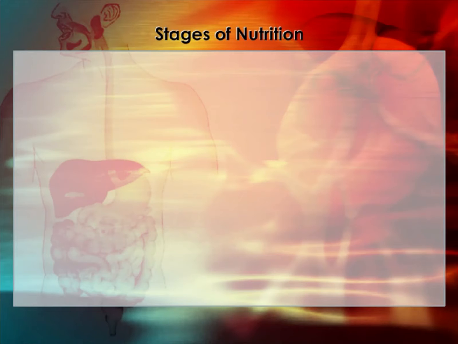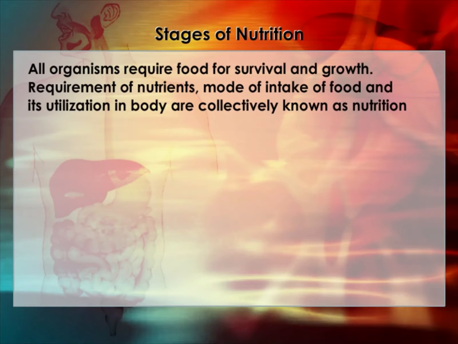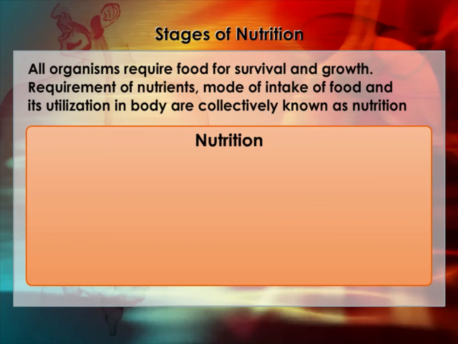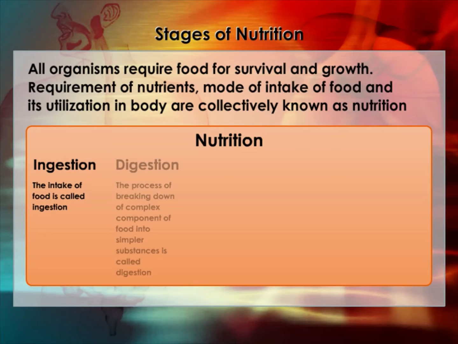Stages of nutrition. All organisms require food for survival and growth. Requirement of nutrients, mode of intake of food, and its utilization in the body are collectively known as nutrition. Nutrition in complex animals involves the following steps. Ingestion. The intake of food is called ingestion.